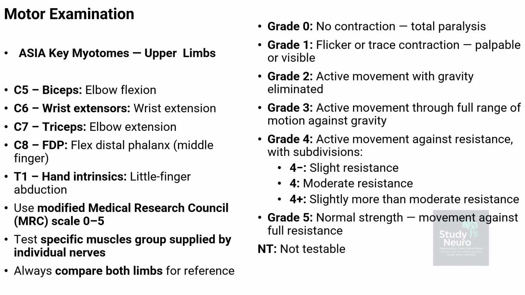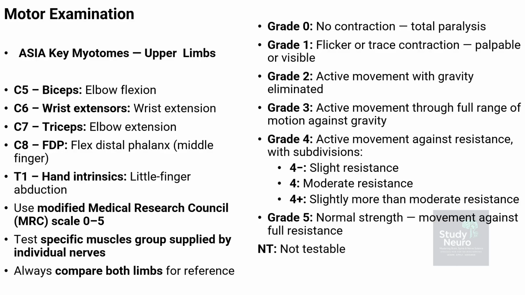When performing a motor examination of the upper limb, we focus on the key myotomes as defined by the ASIA guidelines. For example, elbow flexion tests the biceps at C5, wrist extension examines the wrist extensors at C6, and elbow extension evaluates the triceps at C7. Moving distally, flexion of the distal phalanx of the middle finger checks C8, while little finger abduction assesses the hand intrinsics at T1. Each muscle group should be tested using the Modified Medical Research Council, or MRC, scale, which grades strength from 0 to 5.